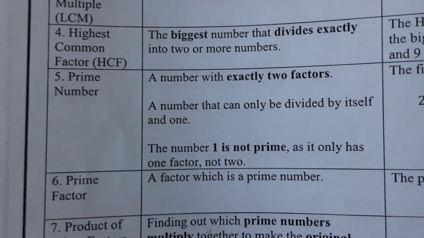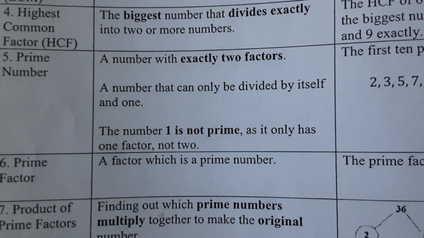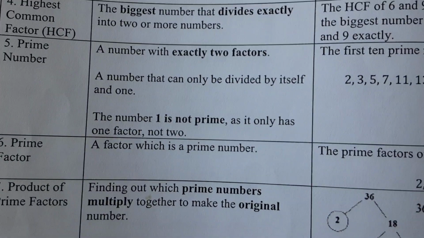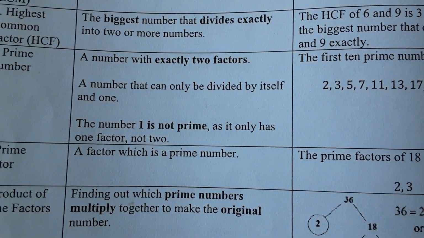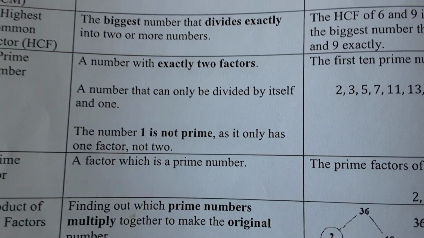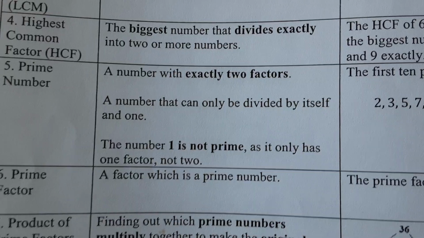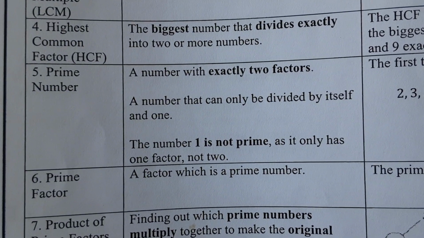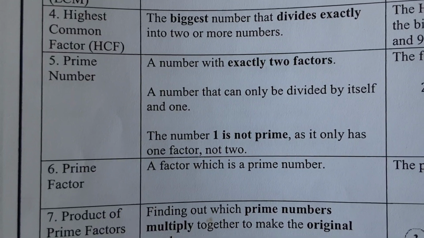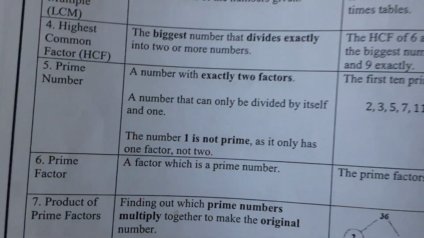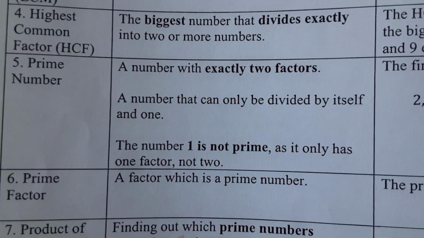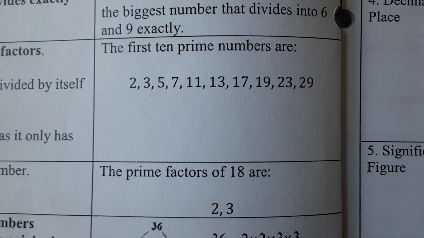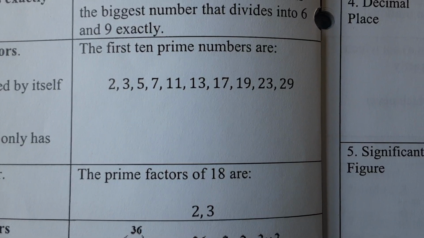Okay, prime number. A prime number is a number with exactly 2 factors. So it's a number that can only be divided by itself and 1. The number 1 is not prime as it only has 1 factor, not 2. Prime number is quite a tricky one. People mostly make mistakes on this one. It's really hard to understand, but I assure you, once you get the hang of it, it's easy. Some people take a long time to understand this, but it's not as hard as it looks. The first 10 prime numbers are 2, 3, 5, 7, 11, 13, 17, 19, 23, 29.